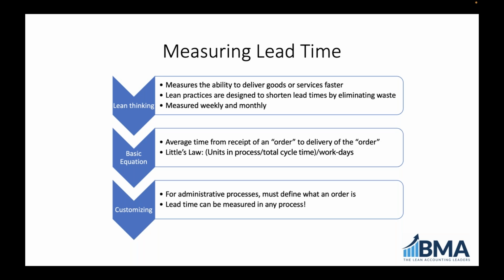If lead times aren't being reduced, then I think you really have to go in and examine how the lean practices are being deployed and used. The basic equation is the average time from receipt of an order to the delivery of the order. That's easy in manufacturing. We receive an order, and then when did we receive it? When did we ship it?